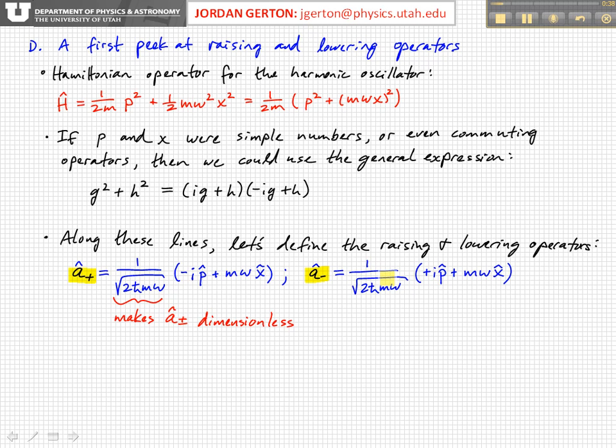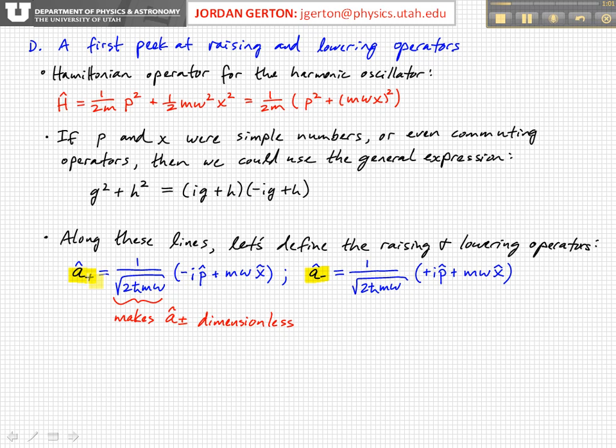So it's not at all clear right now why A minus goes with the plus sign in front of ip and A plus goes with the minus sign in front of ip. But in the next lecture, this will become abundantly clear.